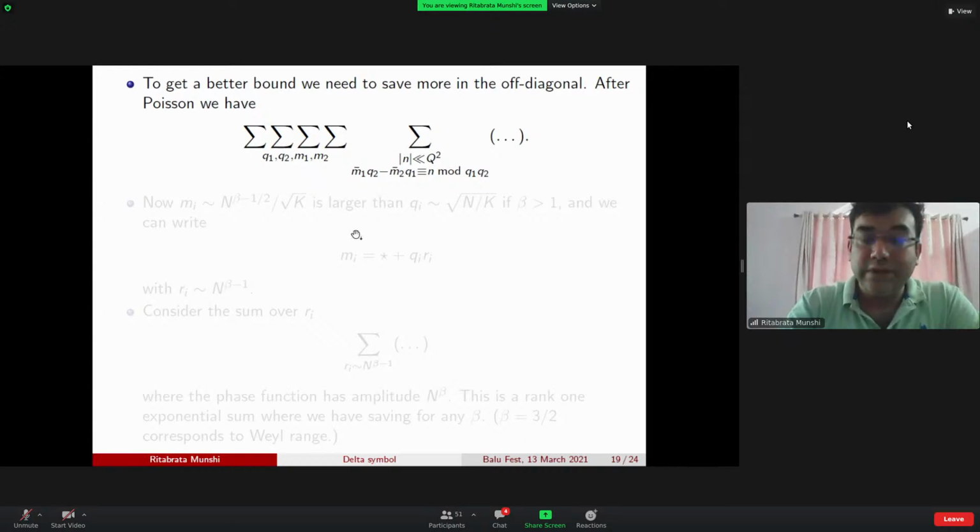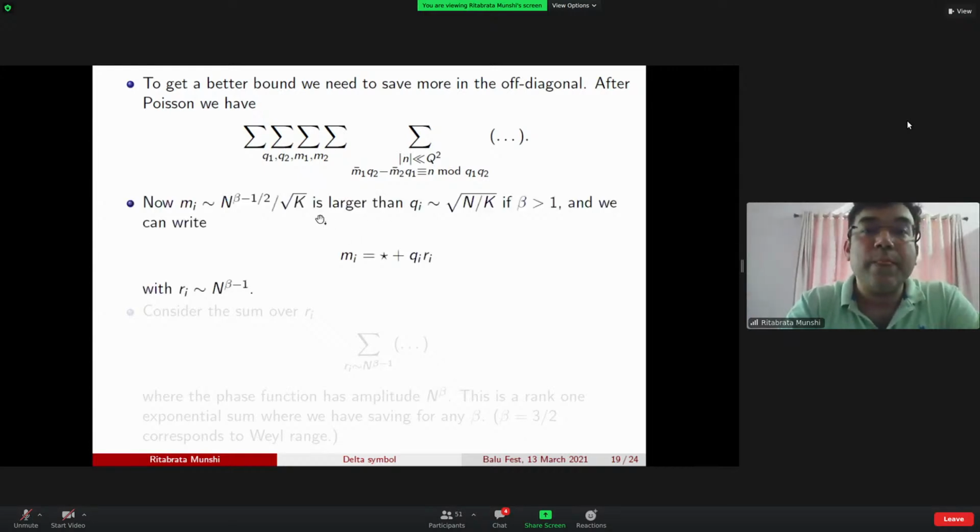And then what we notice here is that everything in this arithmetic part is modulo q1, q2. And so n is too small, n is of size q square, so n modulo q1, q2 is nothing left over there. But if you look at m1 and m2, the mi's are of size n to the power beta minus half by square root of k. And this turns out to be larger than the modulus. So here m1 is modulo q1, right, because it's multiplied by q2. So m1 bar q2 is congruent to n modulo q1.